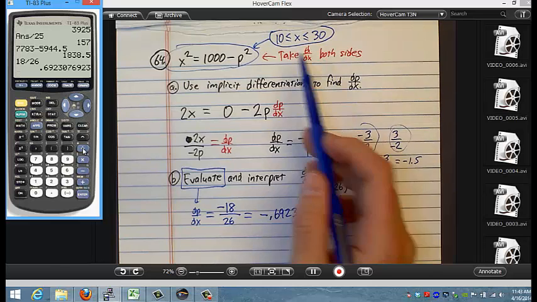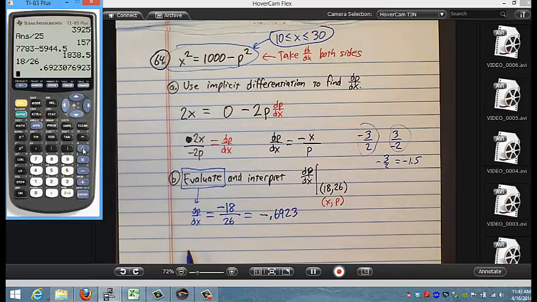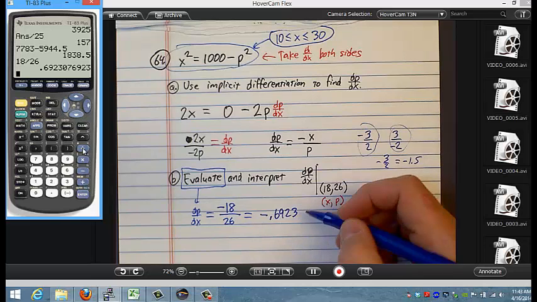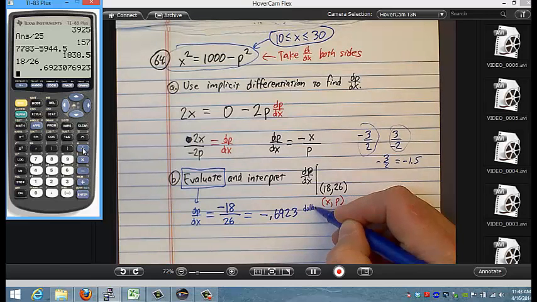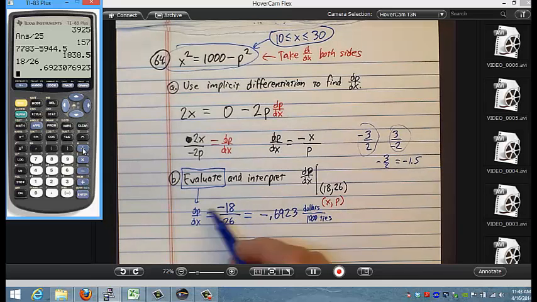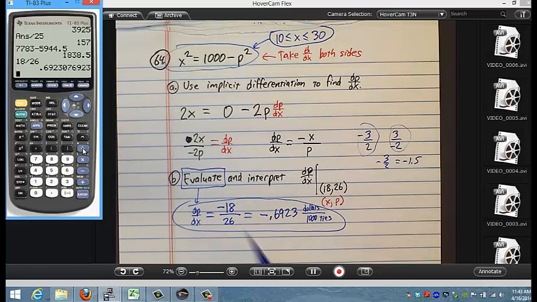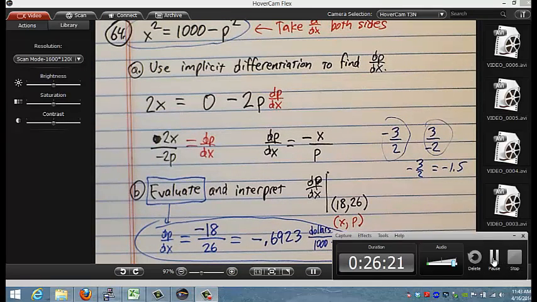So if there's between 10,000 and 30,000 ties, what does this tell me now? I computed dp dx. What are the units? P, we know, is the price. So this is dollars per 1,000 ties. All right, I gave you the units, and I want you to talk to someone near you and see if you can interpret it based on the units that I gave you. Go ahead and talk for a second. Let's see if you can make sense of that.